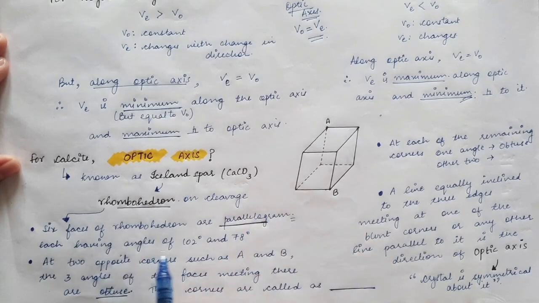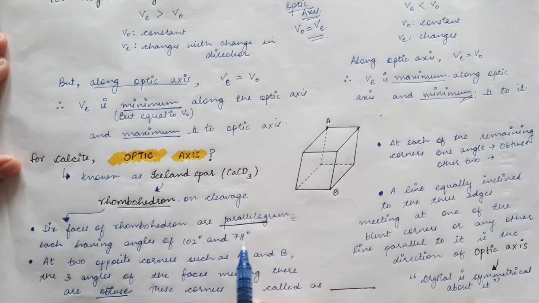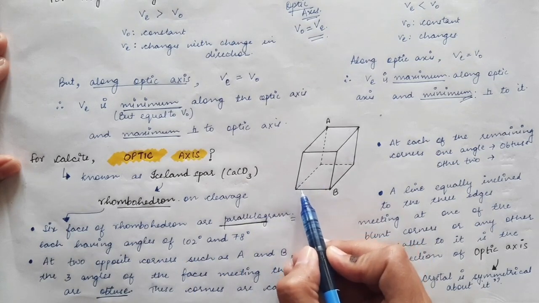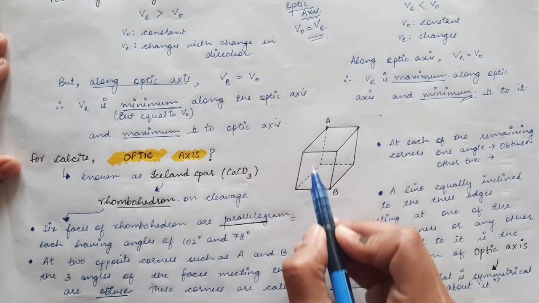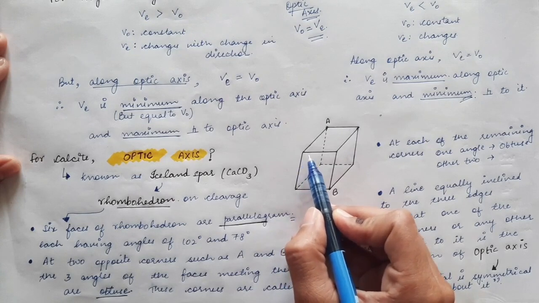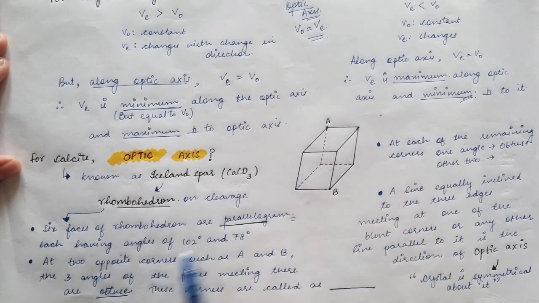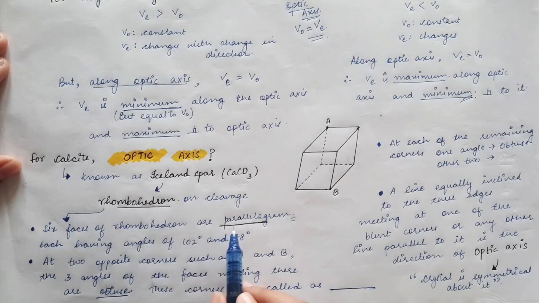Each face has angles of 102 degrees and 78 degrees. So let's say if this acute angle is 78 degrees, then the opposite angle will be 102 degrees. So the rhombohedron shape of the calcite crystal has 6 faces in parallelogram shape, and each parallelogram has angles of 102 degrees and 78 degrees.